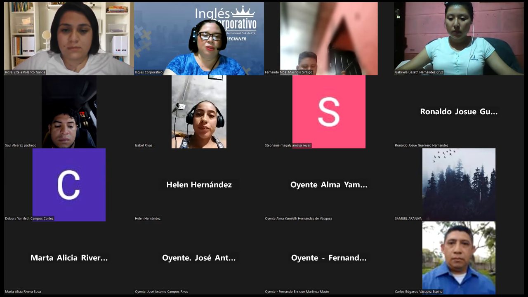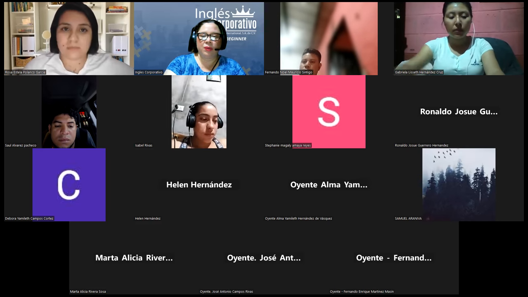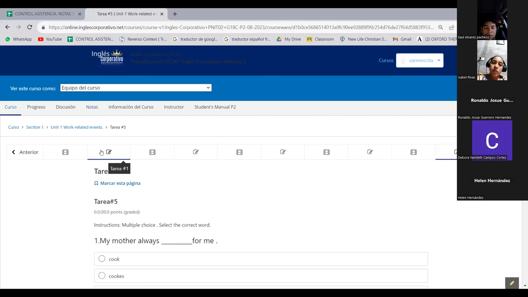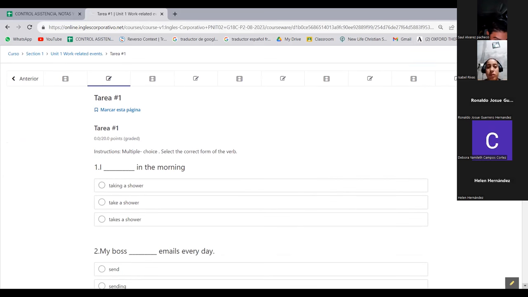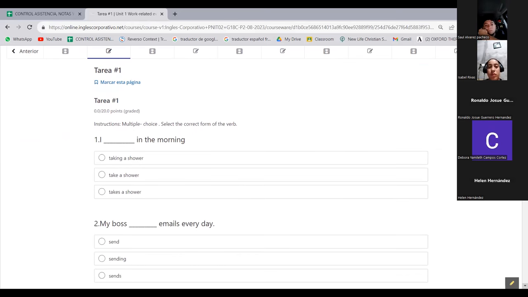Okay, section one is work related events, and let's look at the first homework. We'll share the screen in a basic form. Here we are. All right, let's start by the first one. The first one was under the topic simple present statements. Remember, the form of the verb is the first in the column of any list of verbs, right? So it says the instructions, multiple choice. Select the correct form of the verb. In the simple present, we don't use any ing form, right? And we use letter S for the third person. So number one, which one is the correct answer?